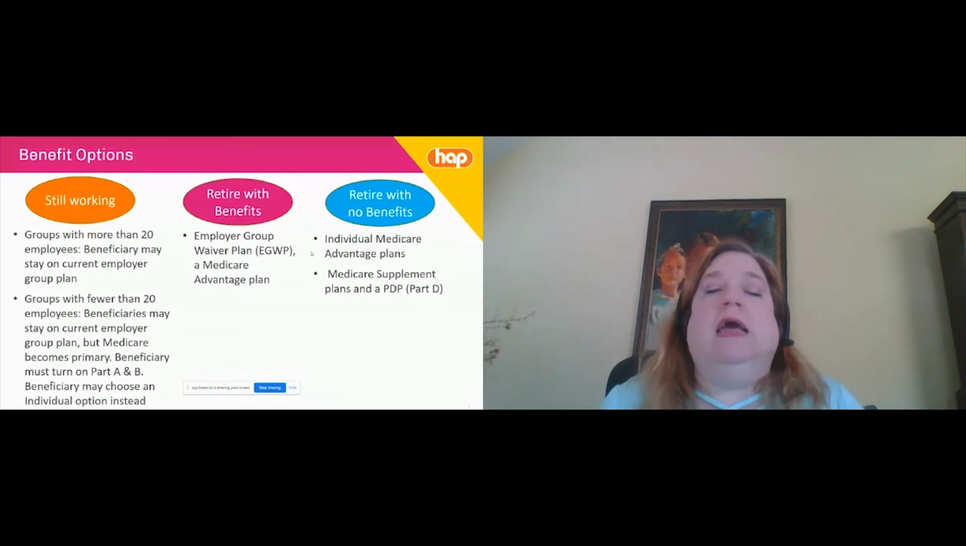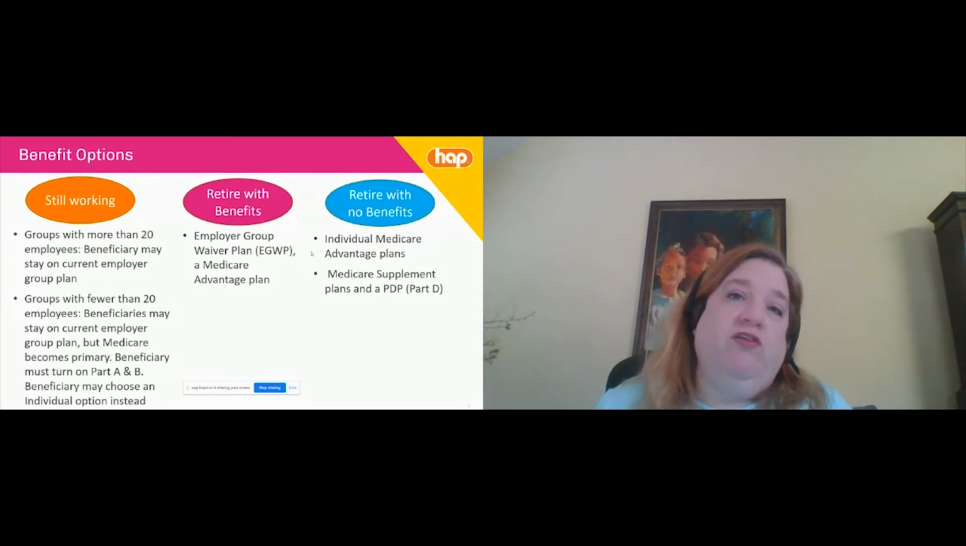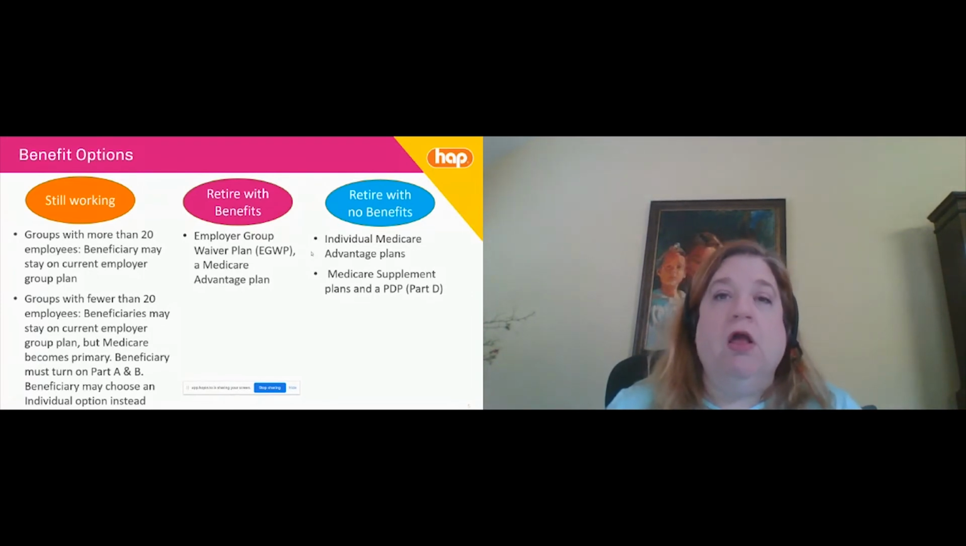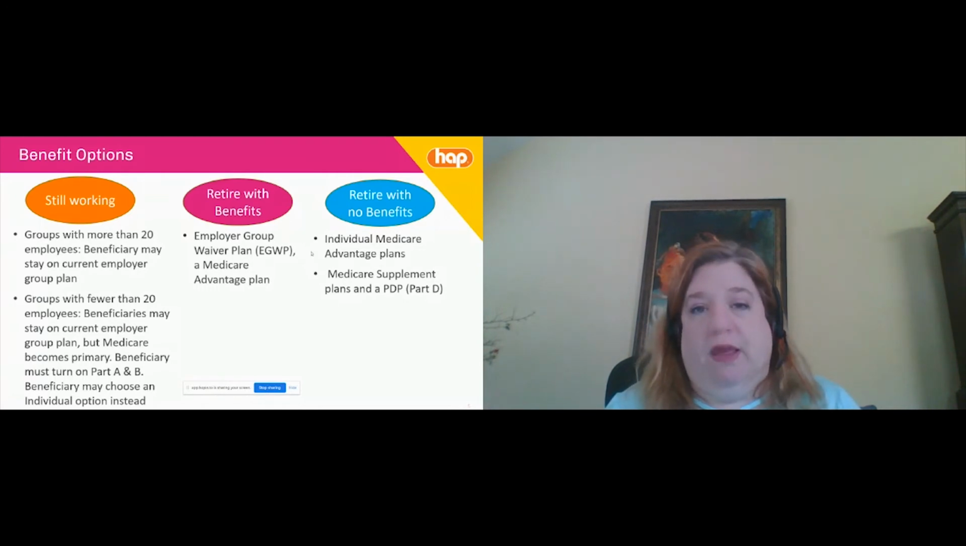If your employer has less than 20 employees, then you do need to make sure your Part A and B are turned on. Even though you can stay on your employer-based plan at that point, Medicare needs to bill primary to help the small group plan out. So that's a requirement. So you do need to turn your Part A and Part B on as long as there are less than 20 employees with your employer. And Medicare then becomes primary. So any medical services that you have go first to Medicare, then secondary to your employer-based plan.